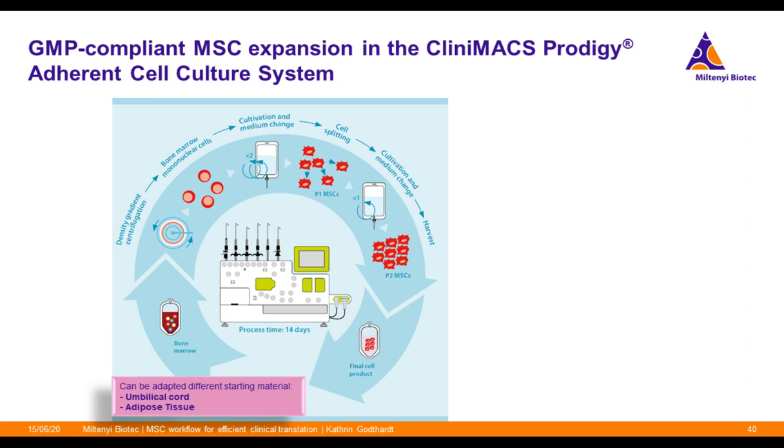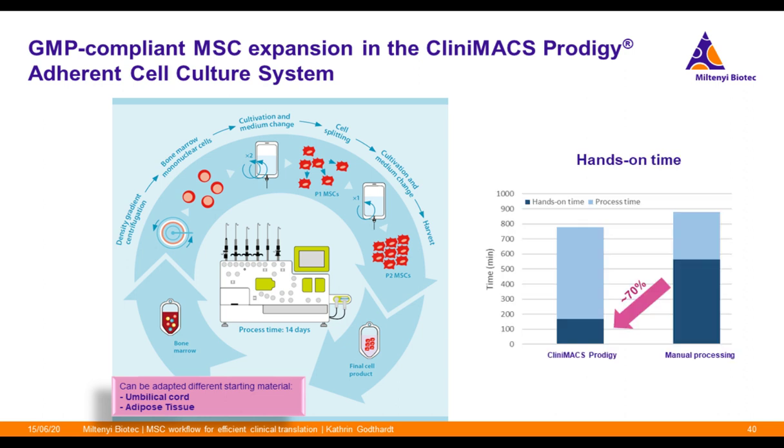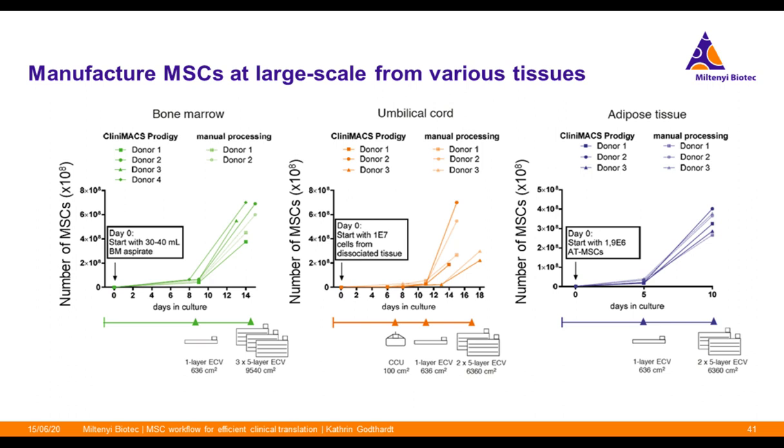The process is not only available to isolate MSCs from bone marrow, but you can also do this with enzymatically digested umbilical cord or enzymatically digested adipose tissue, and also here you of course find the same reduced hands-on time because of all the automation of the different steps. So we prepared again here some data on using this Prodigy process for manufacturing of MSCs in large scale from bone marrow, umbilical cord, and adipose tissue.